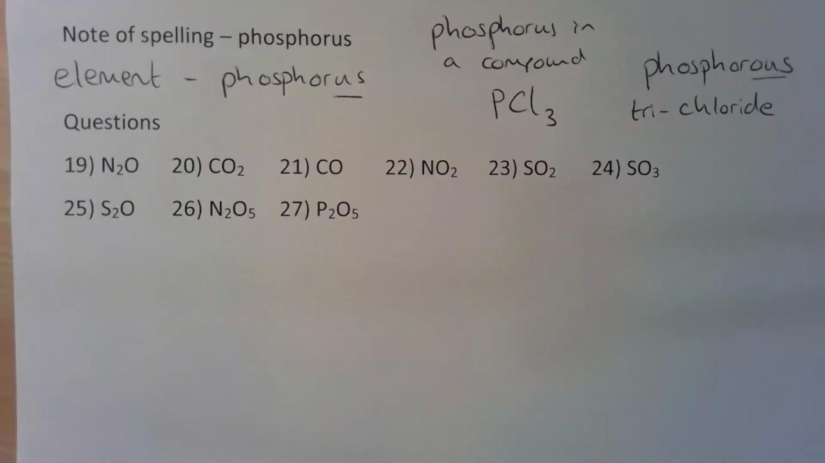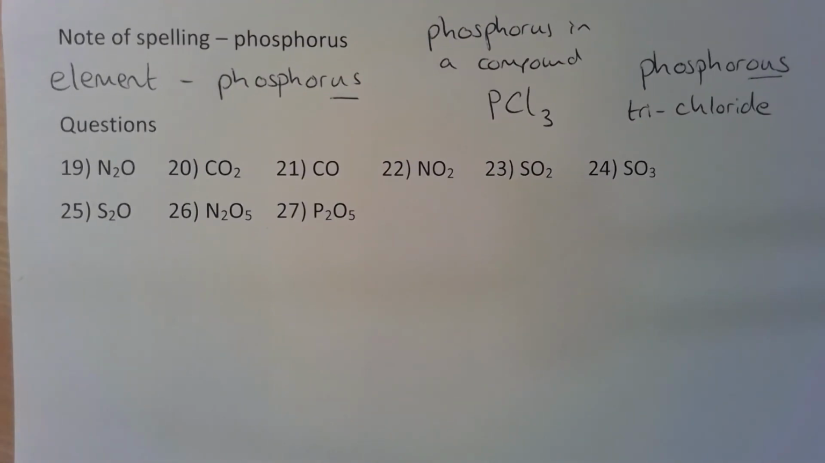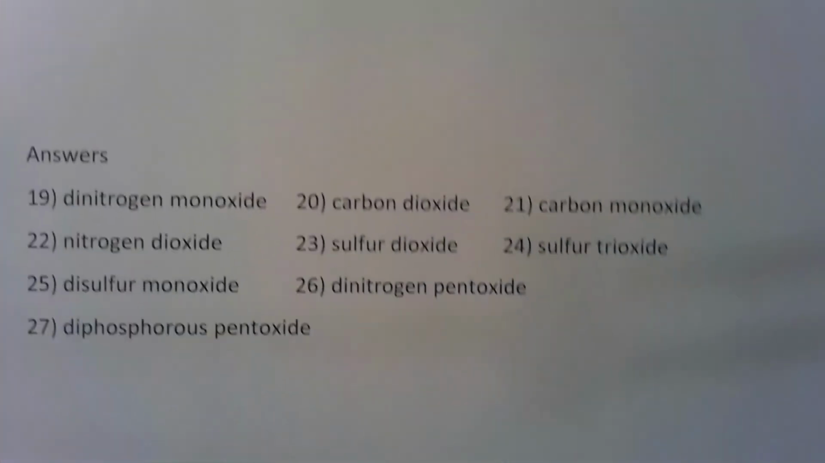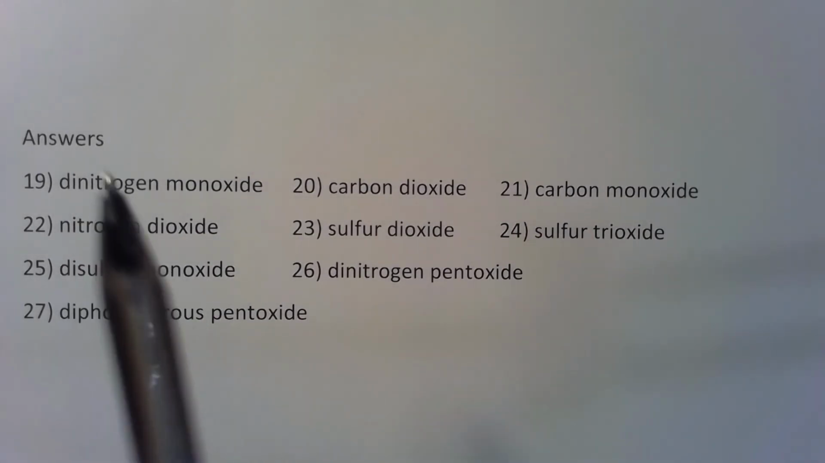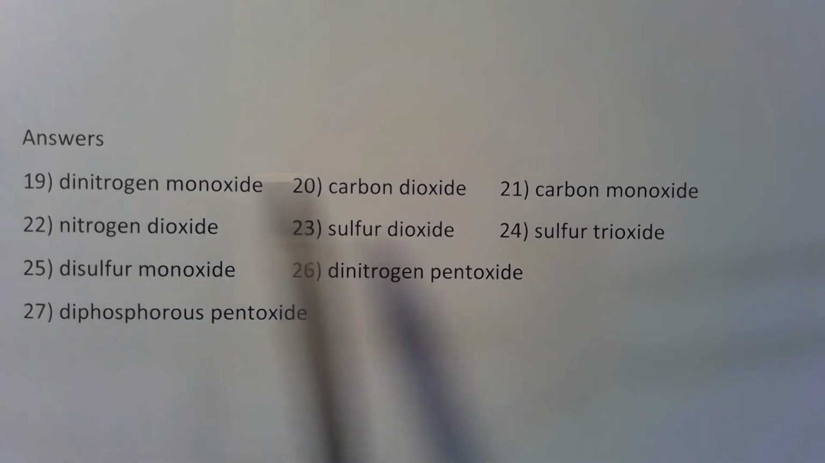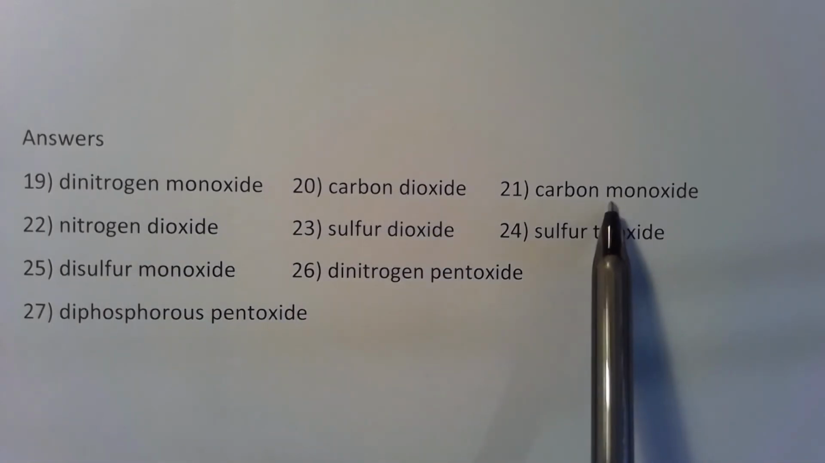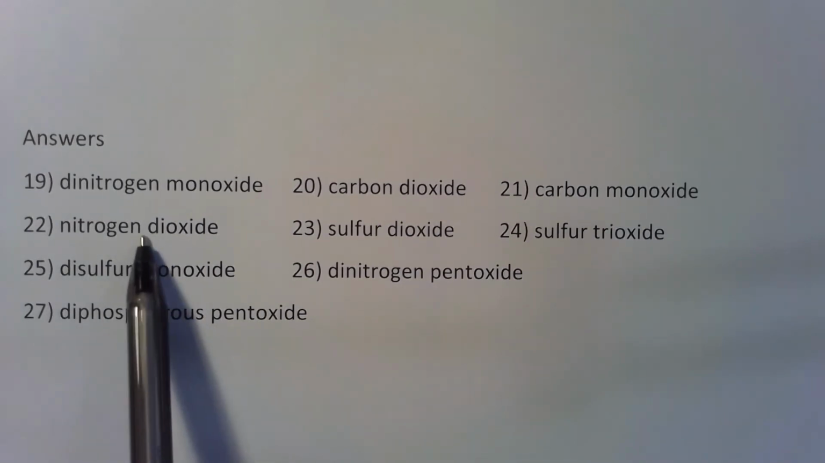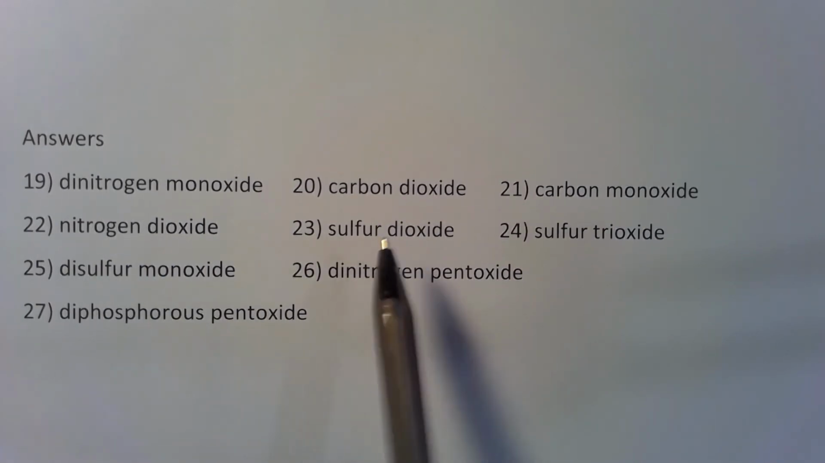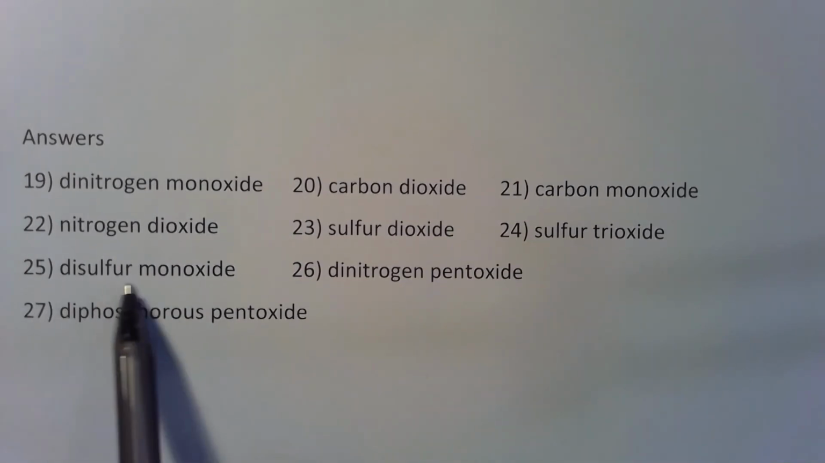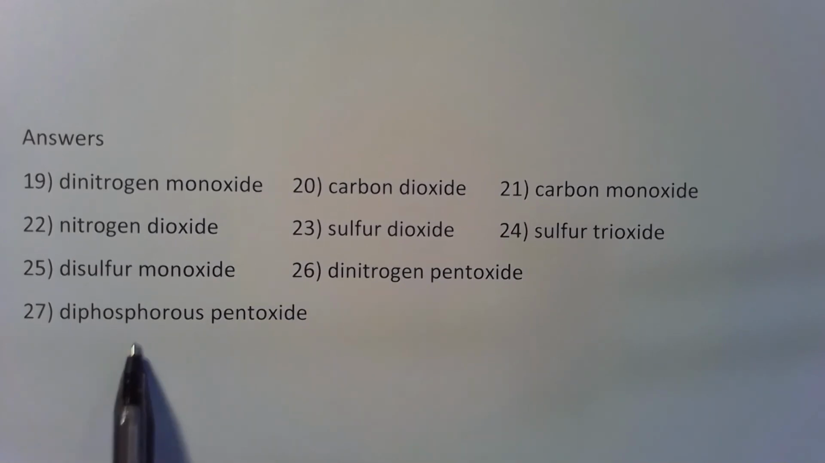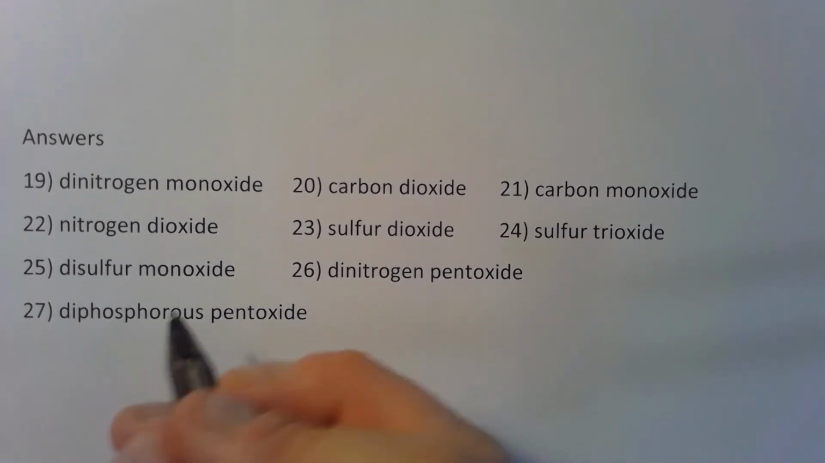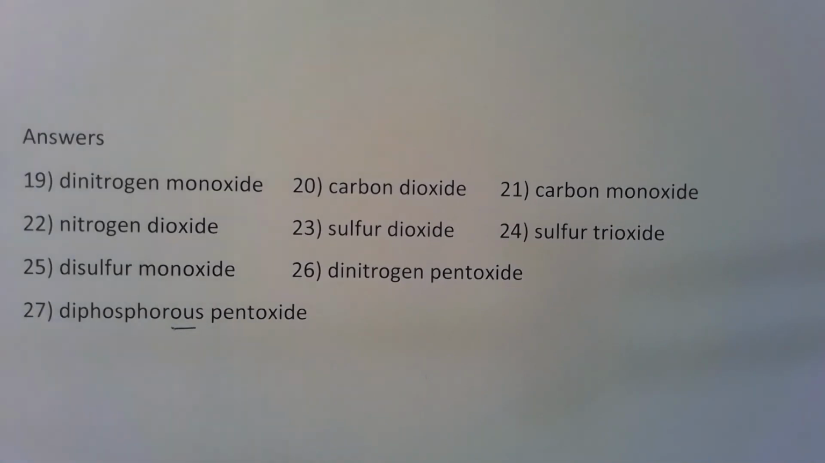So there are some questions. If you'd like to pause the video and have a go at those questions. And then here are the answers. I'm just going to talk through the names again so that you are familiar with them. Dinitrogen monoxide, carbon dioxide, carbon monoxide, nitrogen dioxide, sulfur dioxide, sulfur trioxide, disulfur monoxide, dinitrogen pentoxide, and diphosphorus pentoxide. Notice that I've spelled that OUS because it is in a compound.